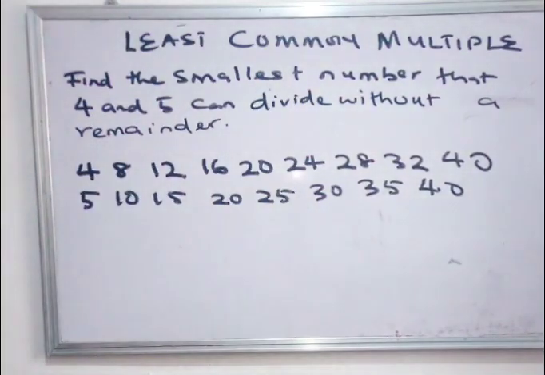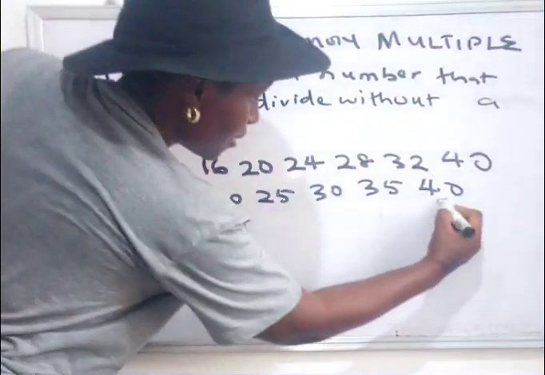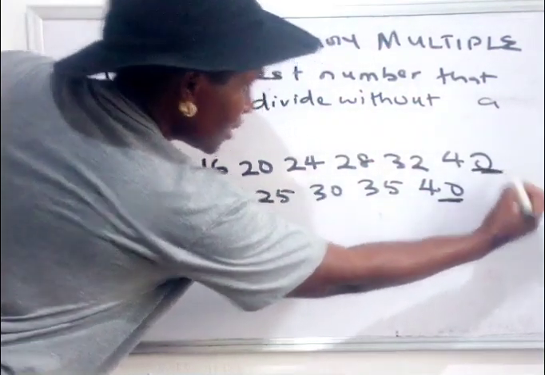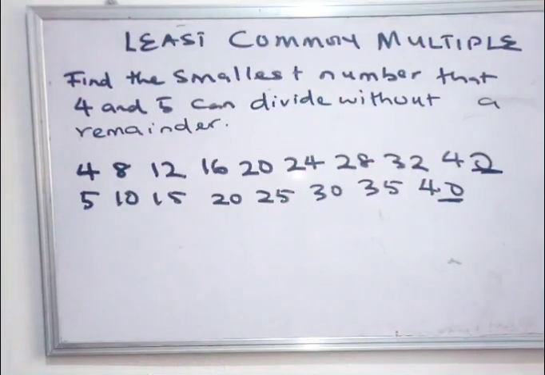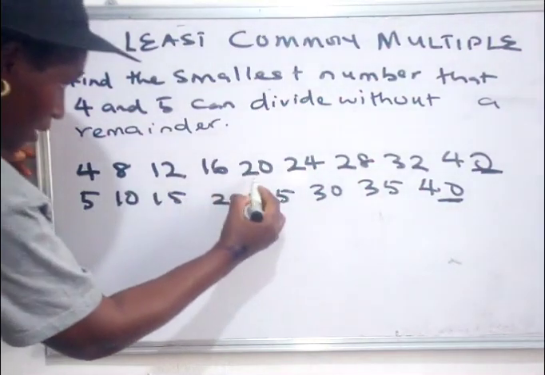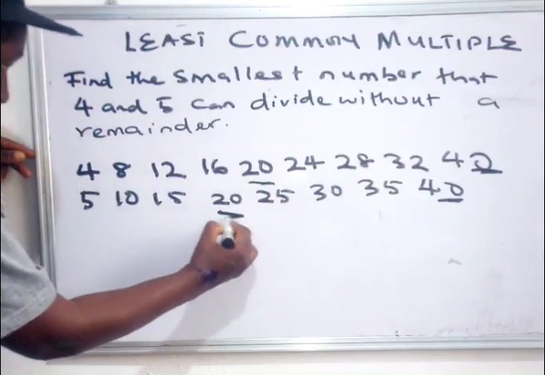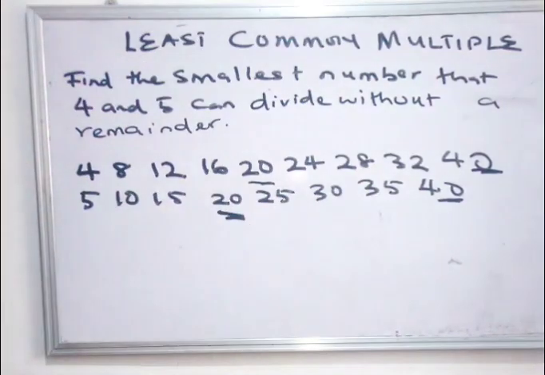Now, take note of the multiples we have just written. There are certain multiples that are common to 4 and 5. One of such is what? 40. Good. 40 is here, 40 is here. But is that all? Pay closer attention, you realize that we also have 20 and we also have 20. So it simply implies that the common multiples of 4 and 5 are 20, 40, and others.